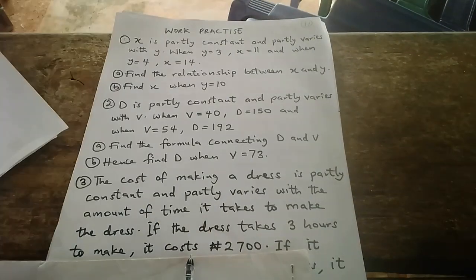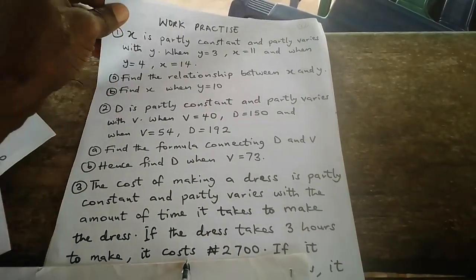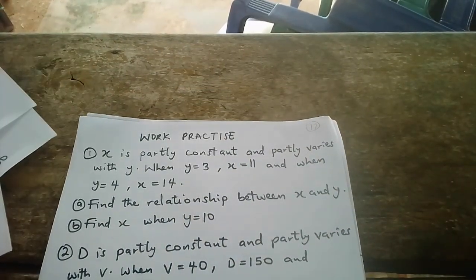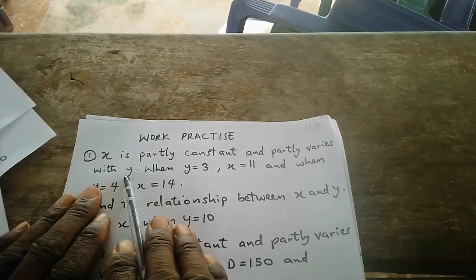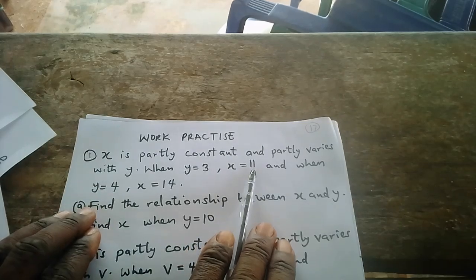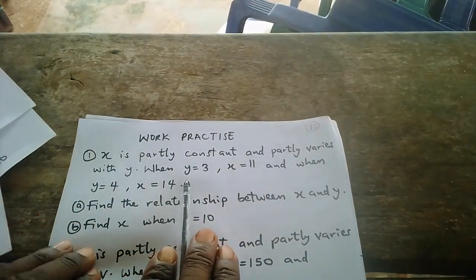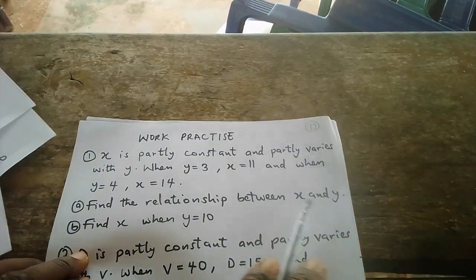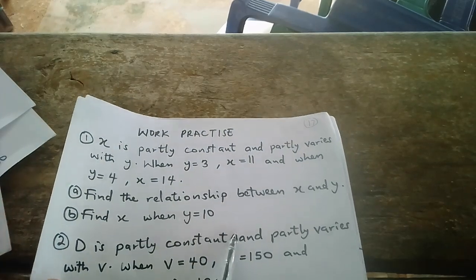Now, let's look at the work practice. For the work practice, number 1: x is partly constant and partly varies with y. When y is equal to 3, x is equal to 11. And when y is equal to 4, x is equal to 14. A. Find the relationship between x and y. B. Find x when y is equal to 10.